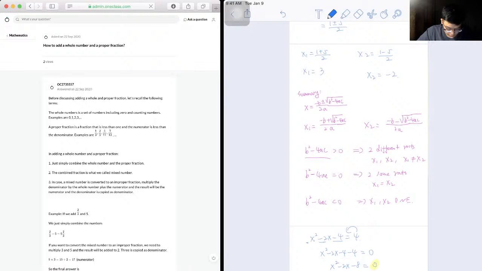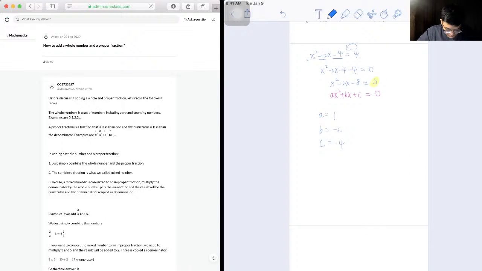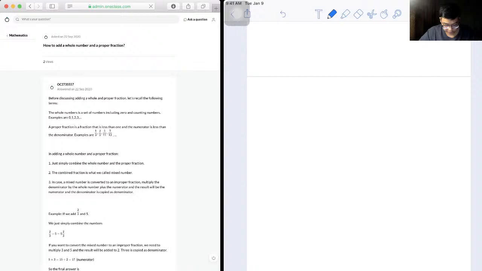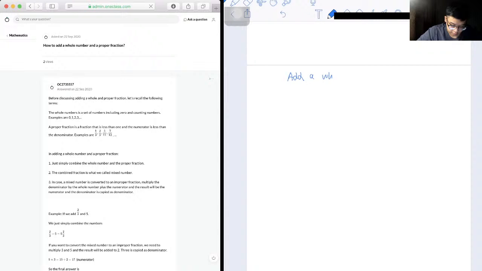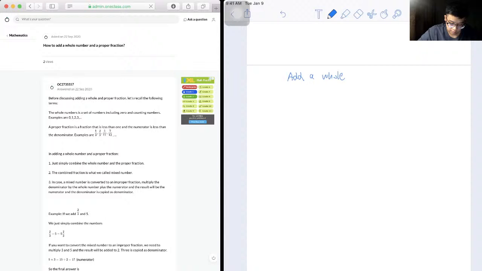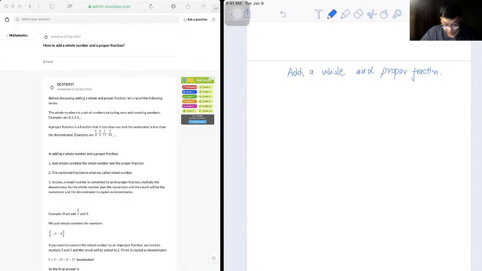So let's do our final question for today's session. For this question, we need to add a whole number and a proper fraction. So let's first clarify what a whole number and a proper fraction are.